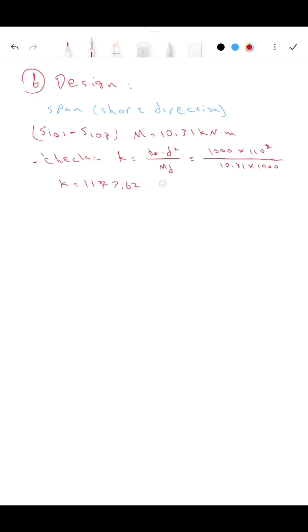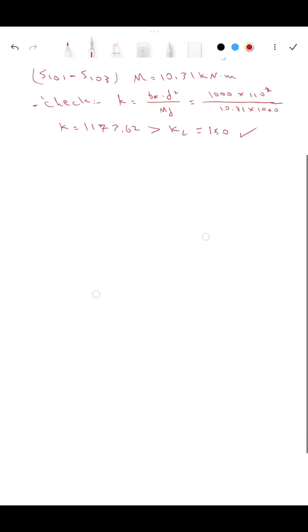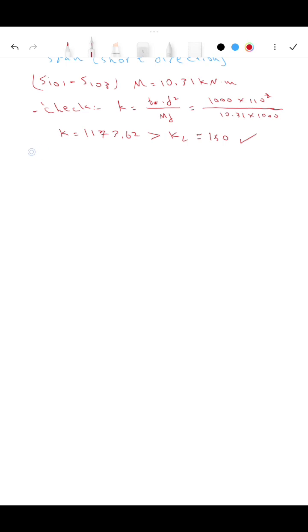1173.62. Okay, this value will be compared with another value called KL. And in this question, KL might be given as 150 or something like this. It should be given. Otherwise, there is a table for this value. So this check passed. After that, we will calculate the area of steel.